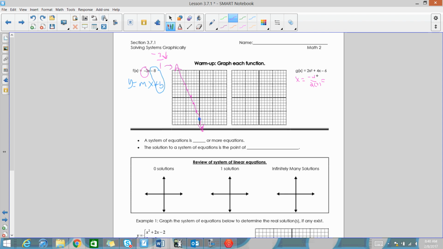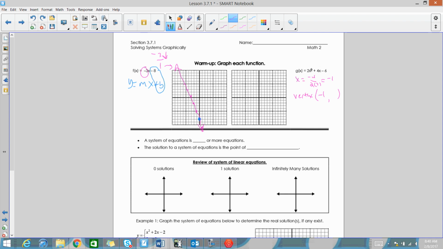Sorry. So you should get negative 4 over 2 times 2 is 4. So negative 4 over 4 is negative 1. And now you're going to substitute negative 1 back into this system. So our vertex is going to be negative 1 comma something.